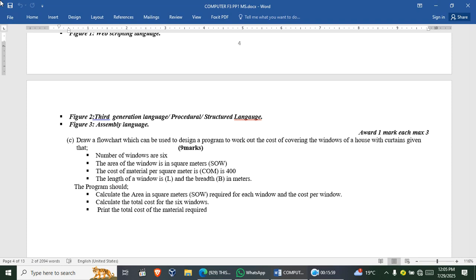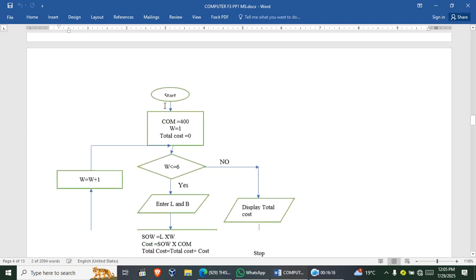So the program should, this is the activity to do, calculate the area in square meters required for each window and the cost per window. Calculate the total cost for 6 windows. Print the total cost of the material required. You have your 9 marks. So this is question 16.